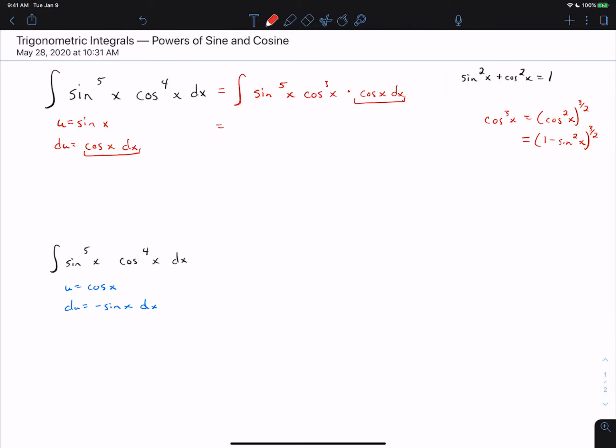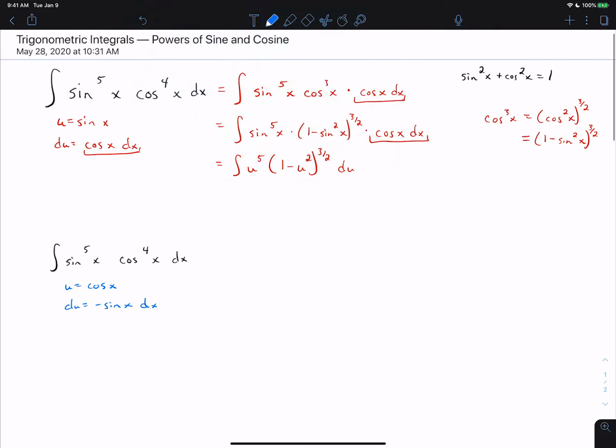So we can rewrite the integral as sine to the fifth times 1 minus sine squared to the 3/2 power times cosine x dx. That part is the du. So now everything can be rewritten in terms of u. So we've got u to the fifth times 1 minus u squared to the 3/2 times du. And now let's stop here and do the same idea for the second version of the problem.